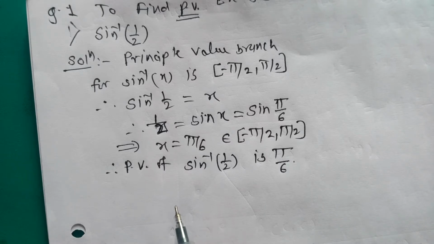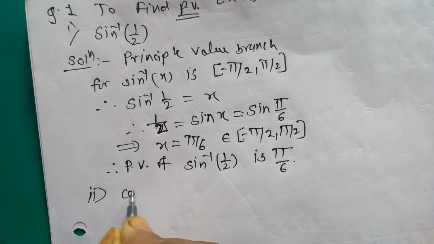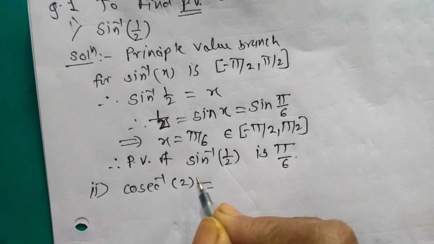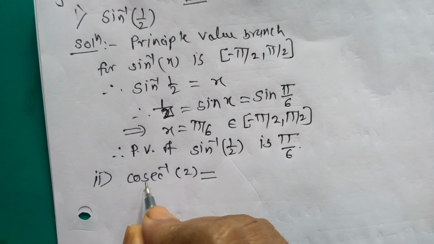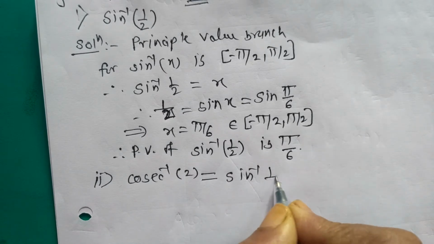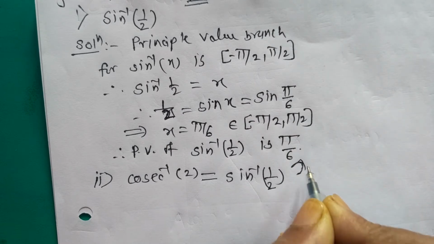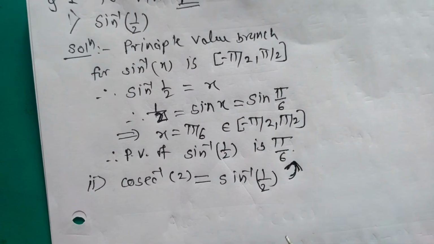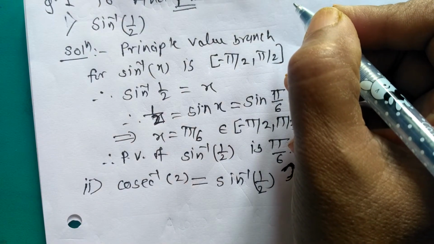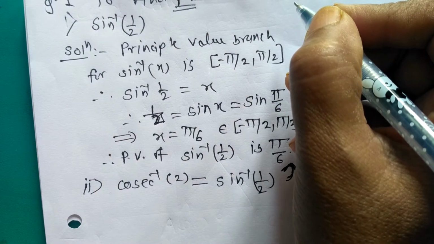Now again, a question is given from your exercise. The second sub-question is similar: cosec inverse 2. We can write this using properties of inverse trigonometric functions. Cosec inverse 2 can be written as sine inverse half, and by using the above concept we find the principal value of that function. So this second question gives the same solution as the first.